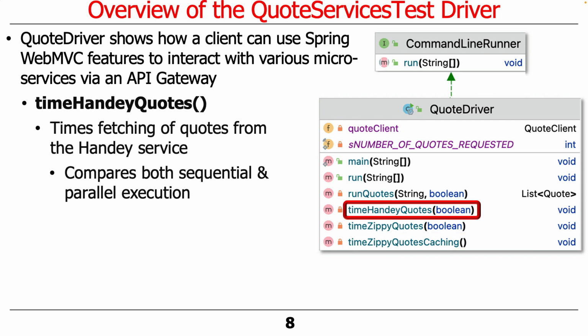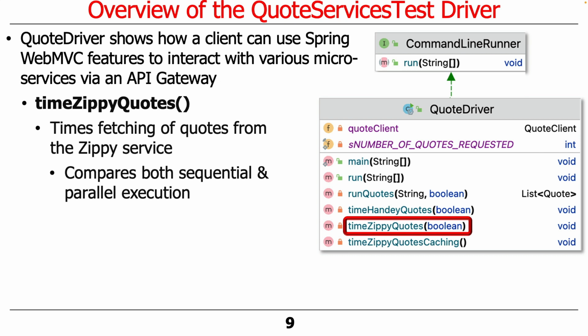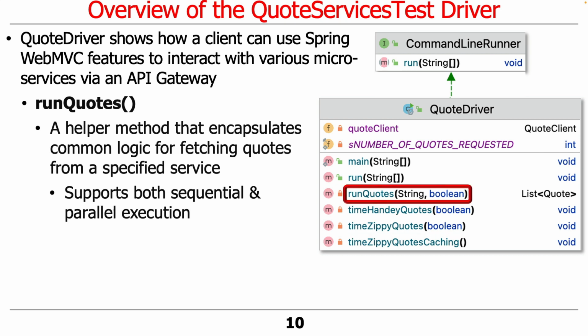There's also a method that times how long it takes to fetch quotes from the Handy service, and this is going to do searches, and it'll compare sequential and parallel execution. And there's something similar for Zippy, so we're going to time those as well with parallel and sequential execution. And then there's a method that both the time Zippy quotes and time Handy quotes use called run quotes, which factors out the common logic for doing these operations and will run in parallel or sequentially.